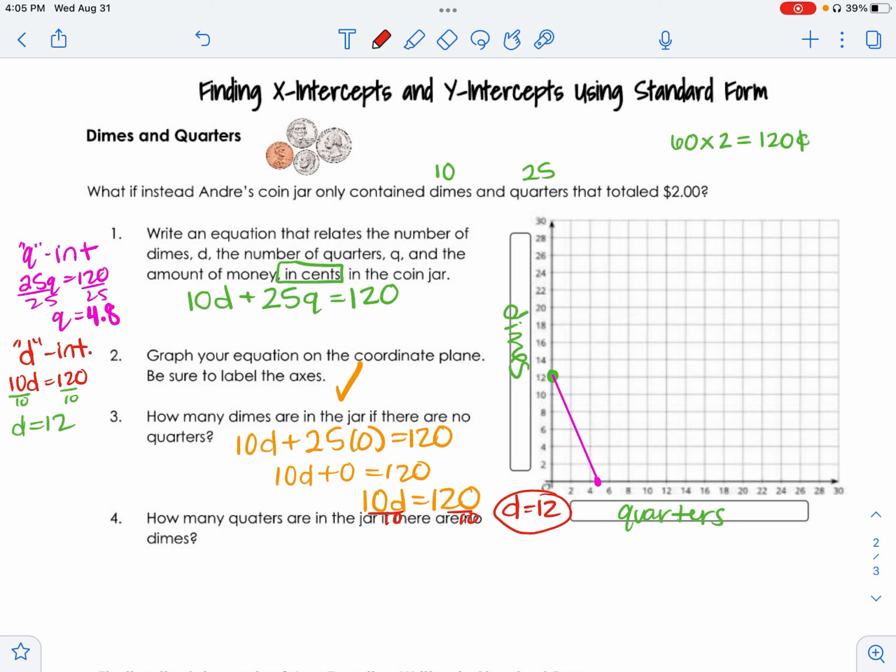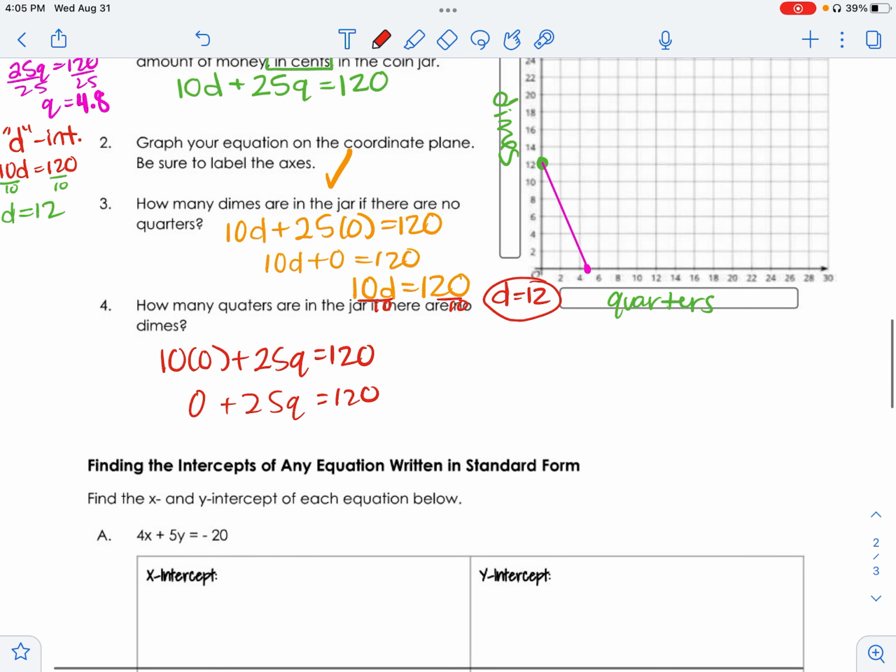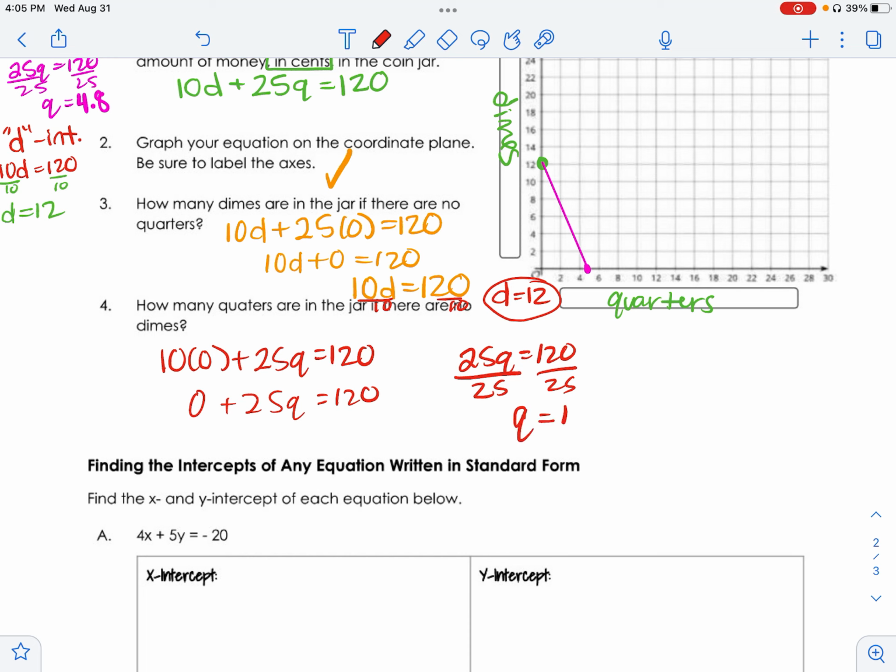And the same thing, what if there are no dimes? Well, that means that D is 0. And I'll simplify here. I get 0 plus 25Q equals 120. So I get 25Q equals 120. Divide both sides by 25. And Q equals 4.8.